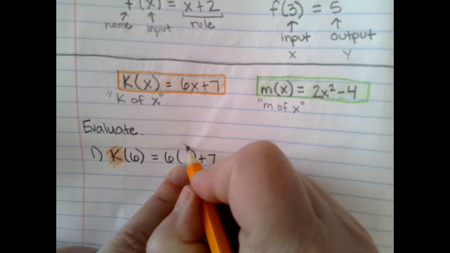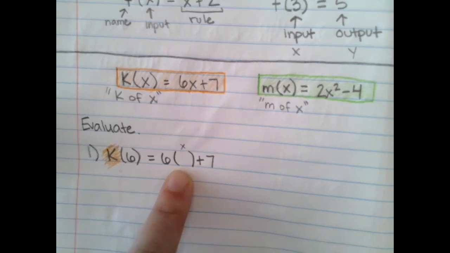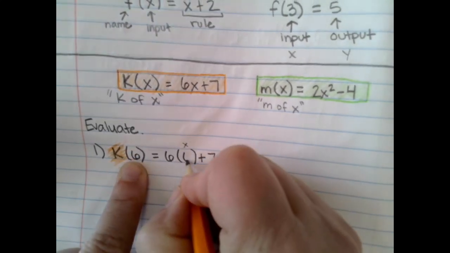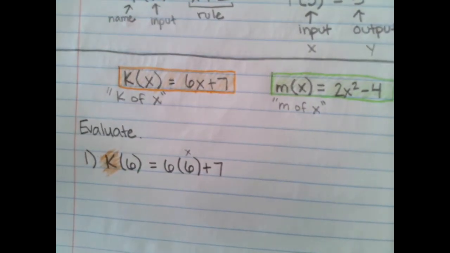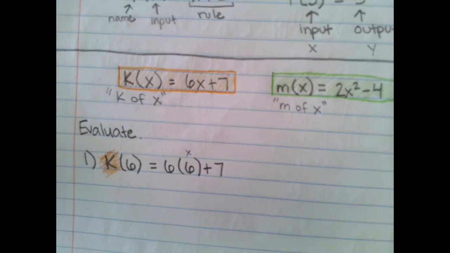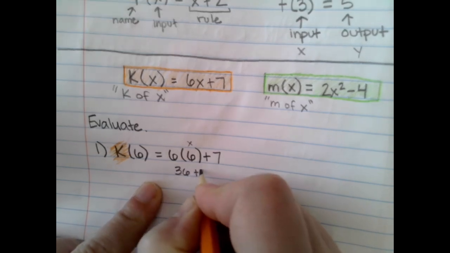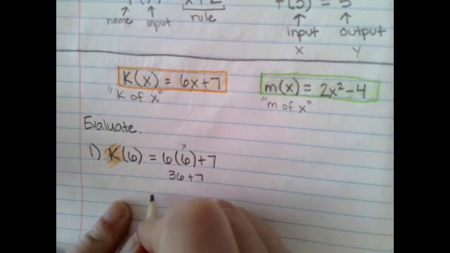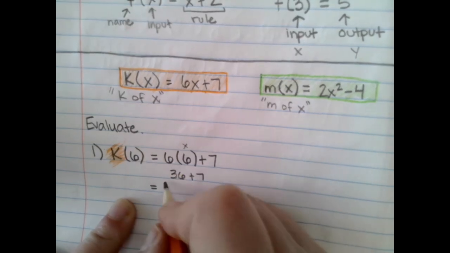That originally was x. What are we putting in for our x? What's our input? 6. So we're doing 6 times 6 plus 7. So what is 6 times 6? 36. Plus 7? 42. 43.